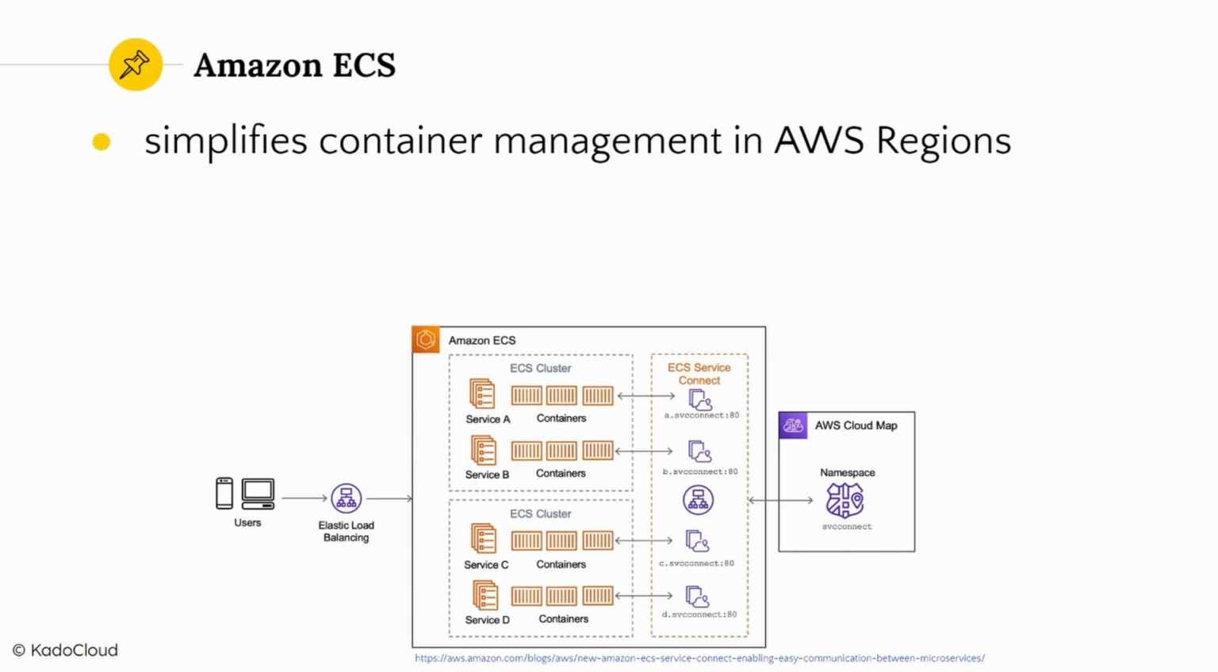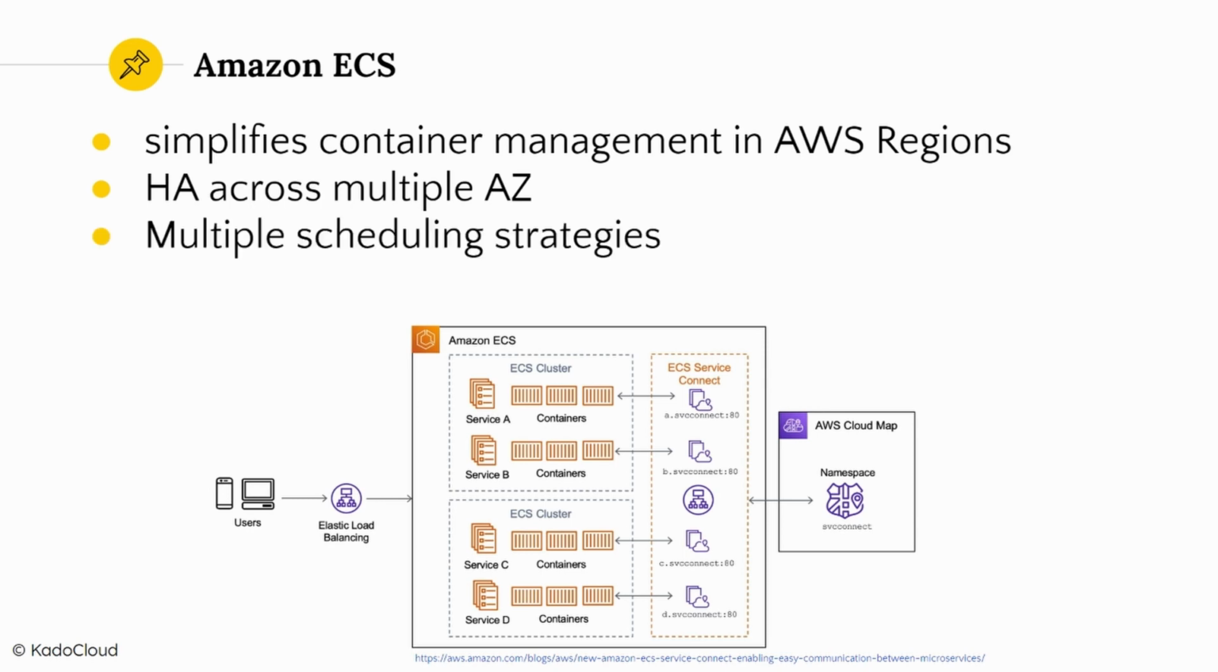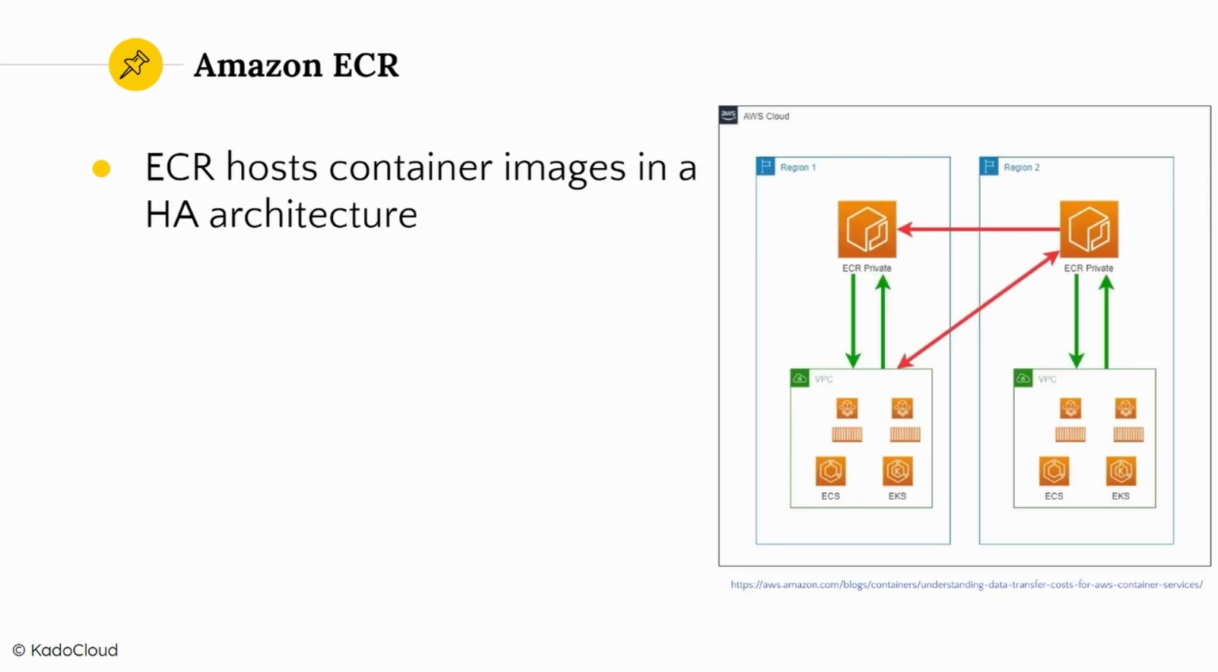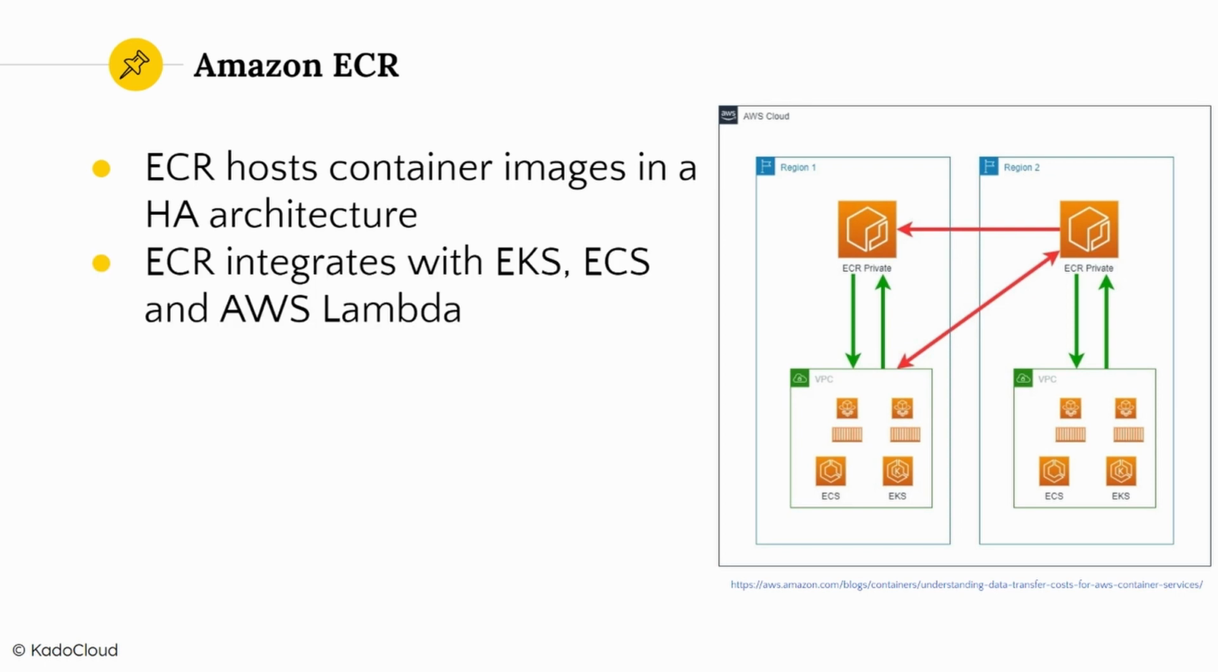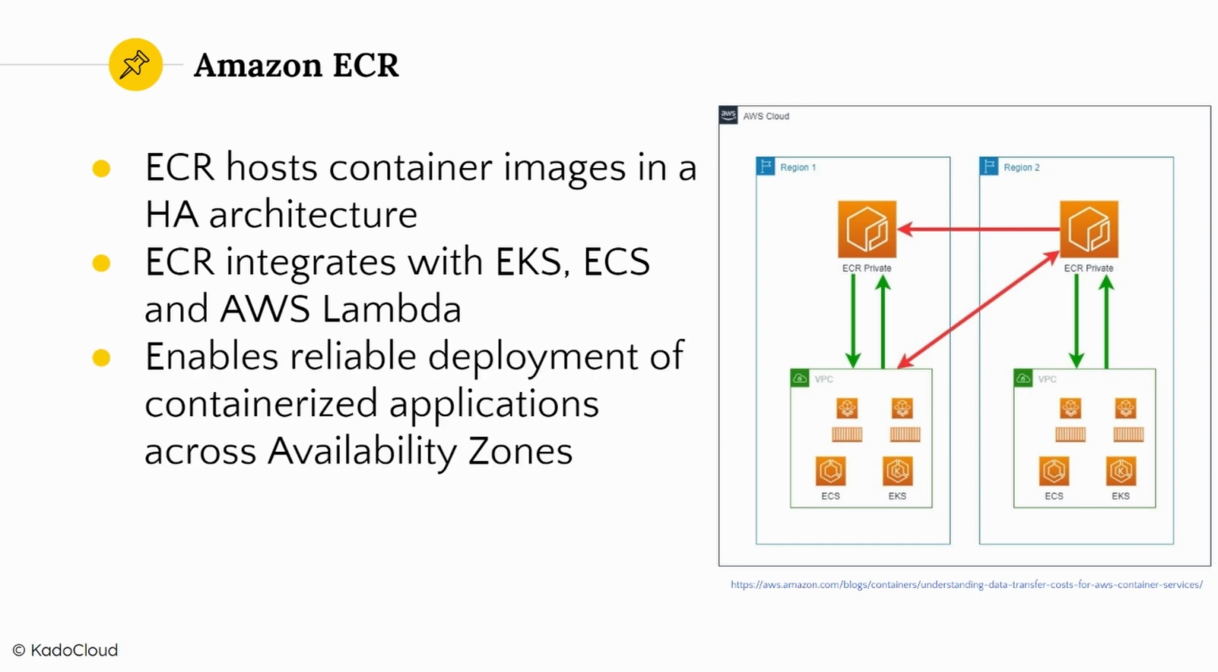Amazon ECS simplifies running containers in a highly available manner across multiple availability zones within an AWS region. Amazon ECS includes multiple scheduling strategies that place containers across clusters based on resource needs and availability requirements. Amazon ECR hosts container images in a highly available and high-performance architecture, which enables reliable deployment of containerized applications across availability zones. Amazon ECR integrates with Amazon EKS, Amazon ECS, and AWS Lambda to simplify the development to production workflow.